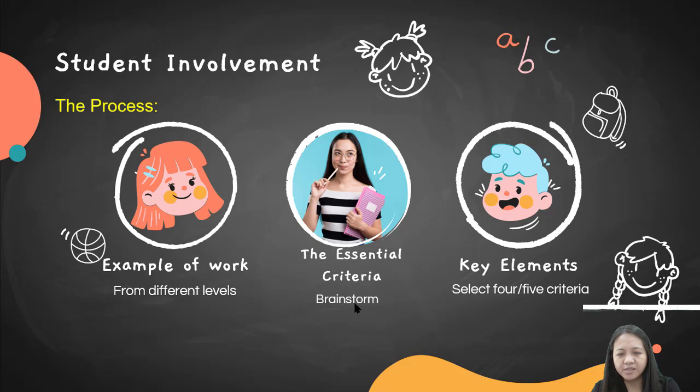And then the key elements, they can select 4 or 5 criteria. So they can have a certain criteria, only 4 or 5 criteria, like the level 1, 2, 3, 4, or until 5.